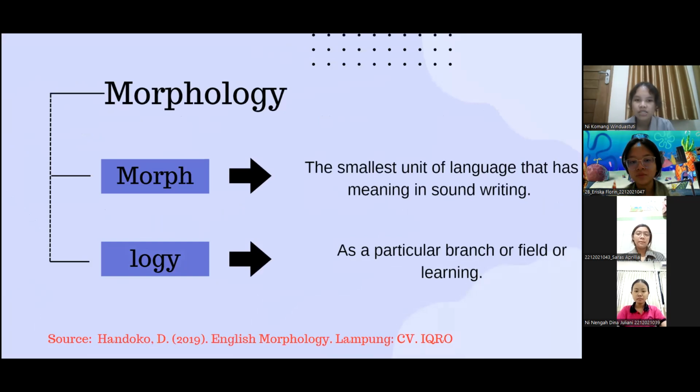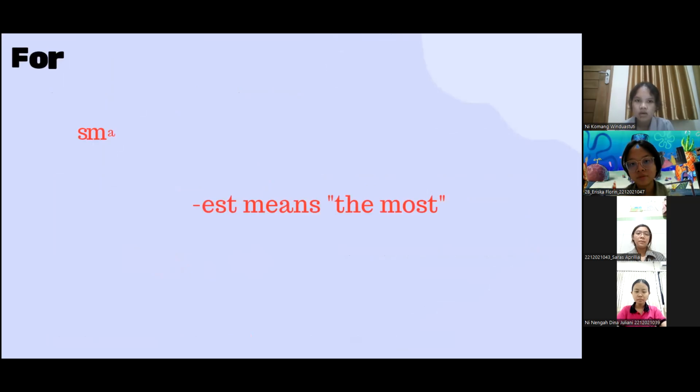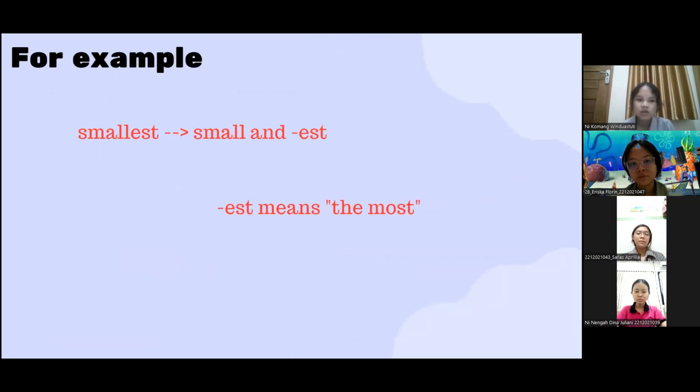So morphology comes from the two words morph and logy. Morph means the smallest unit of language that has meaning in sounds or writing. And logy means a particular branch or field of learning. For example, the word smallest comes from the words small and est. Small is an adjective and est means the most.